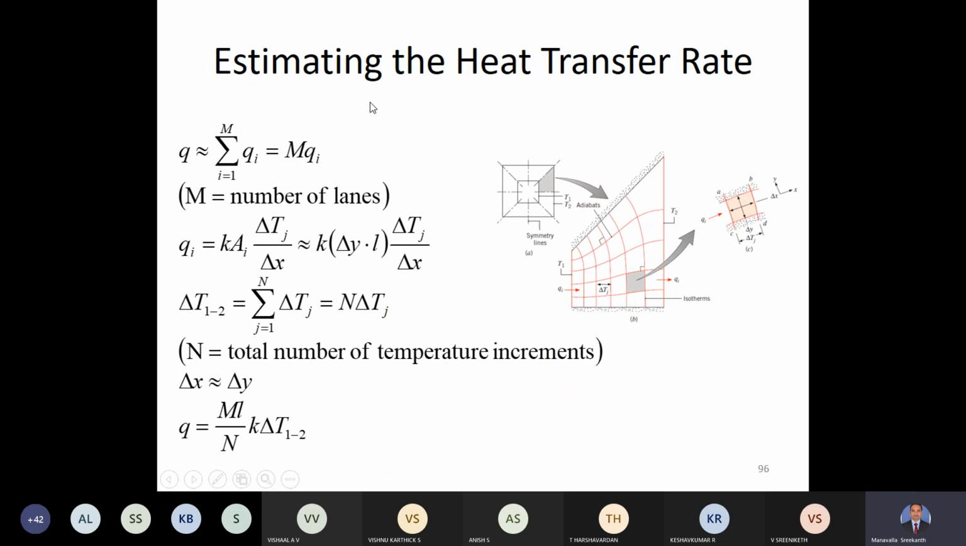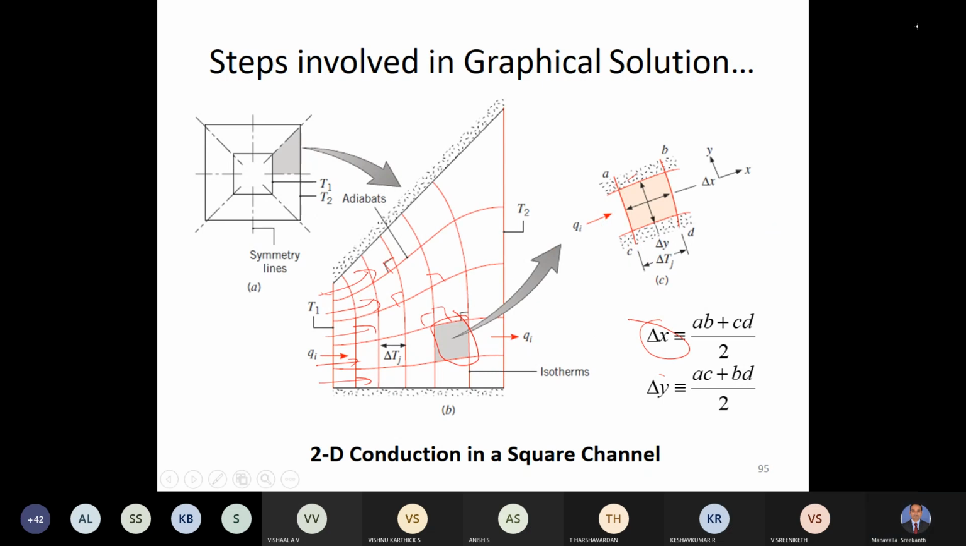Now you can see how to estimate the heat transfer rate from this. The same figure is shown once again so that we don't have to go back and forth. The total heat transferred will be equal to the sum of the heat transferred in each of these lanes. Here in this square, Qi is flowing. Qi is the same heat that enters this lane, passes through each of the squares and goes out. So in this lane, heat transfer is Qi.